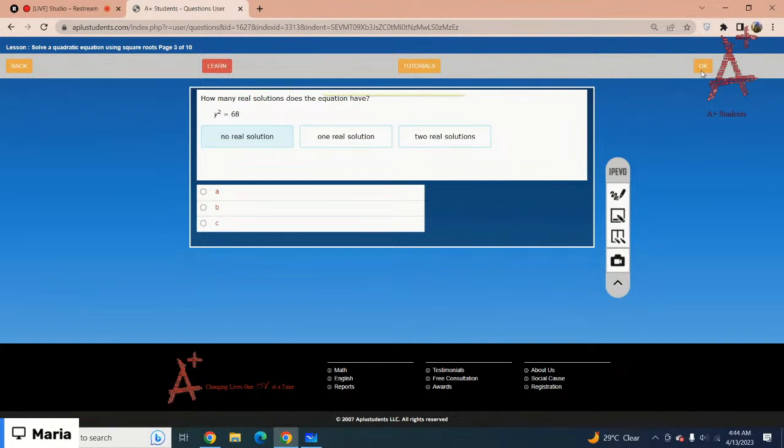Okay, y squared equals 68. 68 is a positive number. When you calculate the square root of 68, it has two answers, a positive and a negative. So that means it has two real solutions. So the correct option is two real solutions, option C.